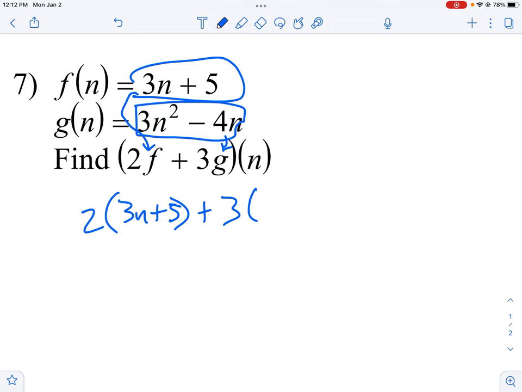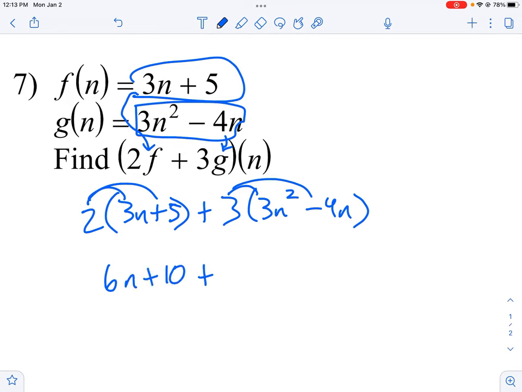Replace g with what it equals. 3n squared minus 4n. Yeah, we're just replacing the f and the g with what they equal to. So now we're going to do some distribution. Distribute, distribute, distribute, distribute. And we get 6n plus 10 plus 9n squared minus 12n.